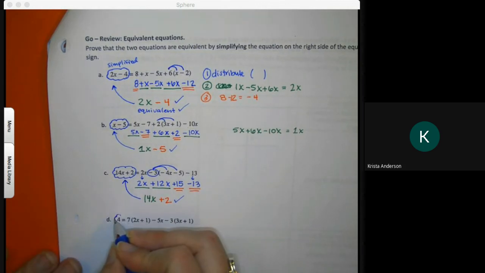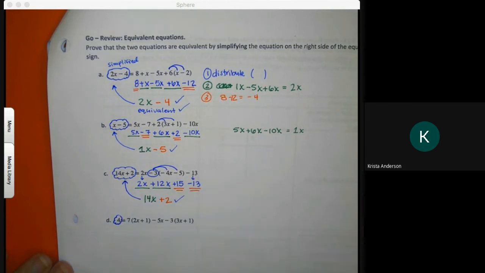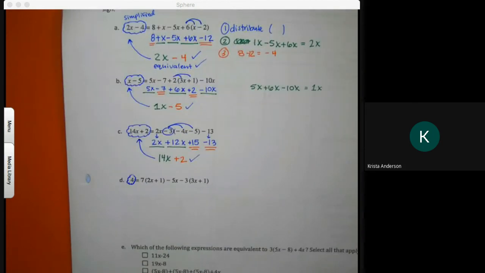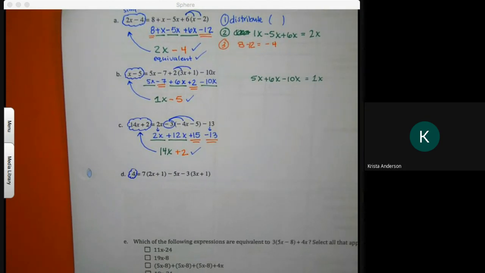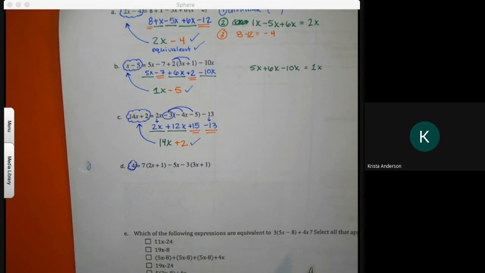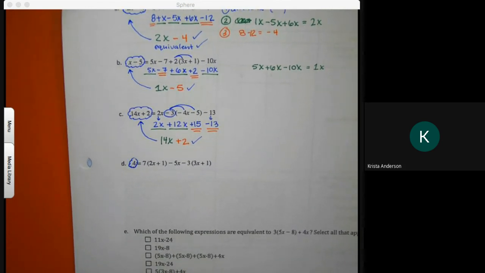D. I should end with a 4. And why is D going to be more difficult than the ones above? Maybe anybody see something that's different? I have not had one like this yet. There's not an X, but look at the right side. Why is this one going to be more difficult than that top one? How many sets of parentheses are there? 2, so I have to distribute twice.